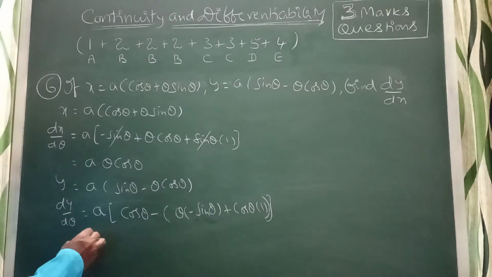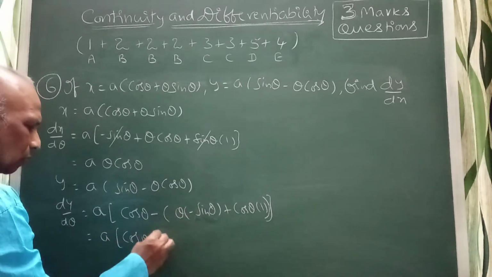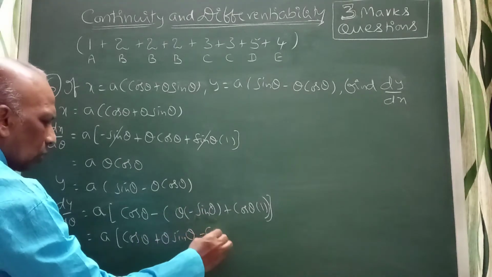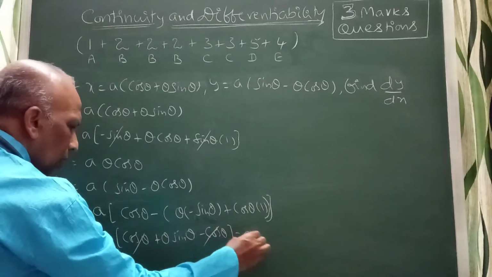Now you can check inside. A into cos theta minus of minus plus theta sin theta. You get minus cos theta, so this will get cancelled. A theta sin theta.